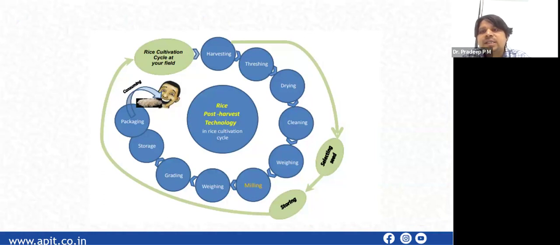Once the grains get separated, it is sent for drying because, as I told, the paddy moisture will be high, that means around 18 to 20%. So what we have to do is bring down the moisture to the safer limits for storage or for processing. The safer limit for storage or processing is 12%. So from 18 to 20%, we have to bring down the moisture to 12%. This can be accomplished by manual methods or by using modern machines.